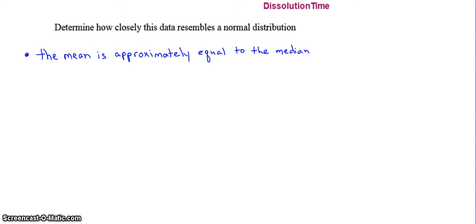So the first thing we're going to say is the mean is approximately equal to the median. That satisfies one characteristic of a normal distribution.